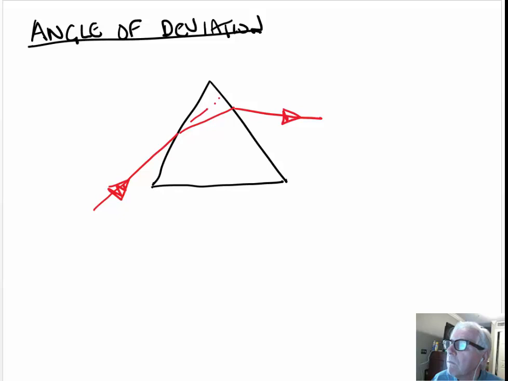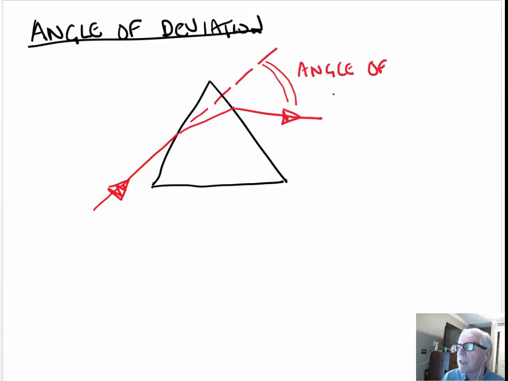And if I draw that on there, then it's the angle of deviation. Now, first of all, if you project that guy there, the angle of deviation is this little guy in here. It's somewhere inside the glass. And there's not one angle of deviation for one prism.